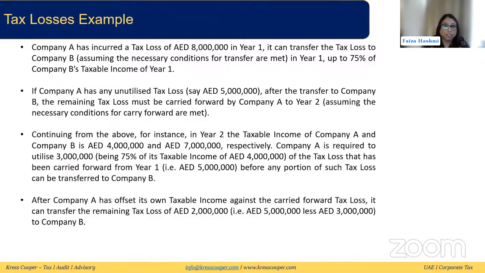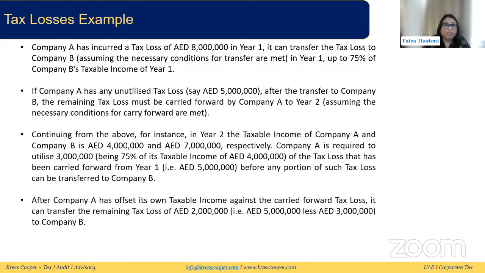So like we said, it is a max of 75%. If company A has any unutilized tax loss, let's suppose that they transfer 3 million and now 5 million is the remaining. So after the transfer, this remaining tax loss will be carried forward by company A to year two, so 500,000. Again, assuming that all the conditions are being met. Now, continuing from this, in year two, company A and company B both have taxable income, 4 million and 7 million respectively. So company A has 4 million, company B has 7 million.